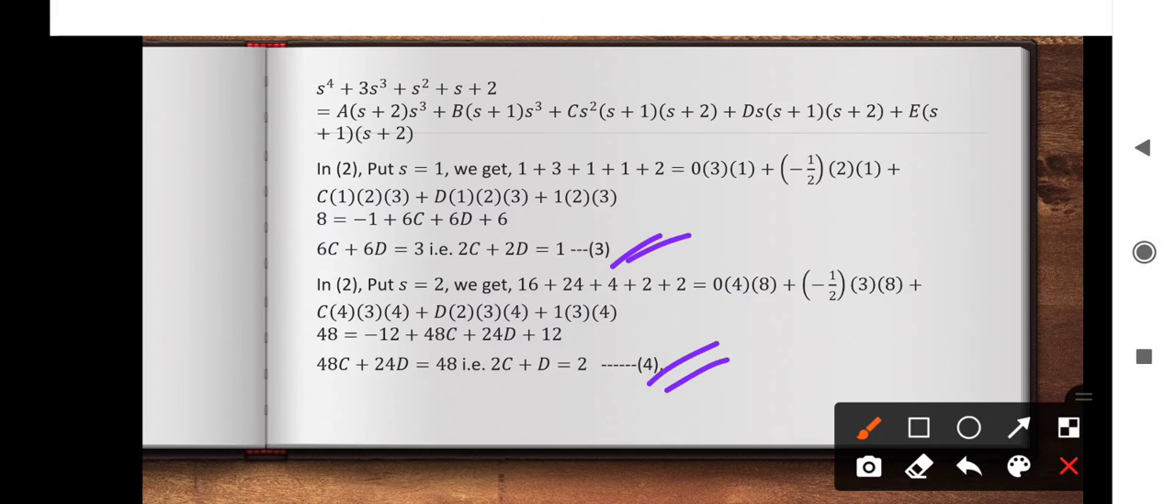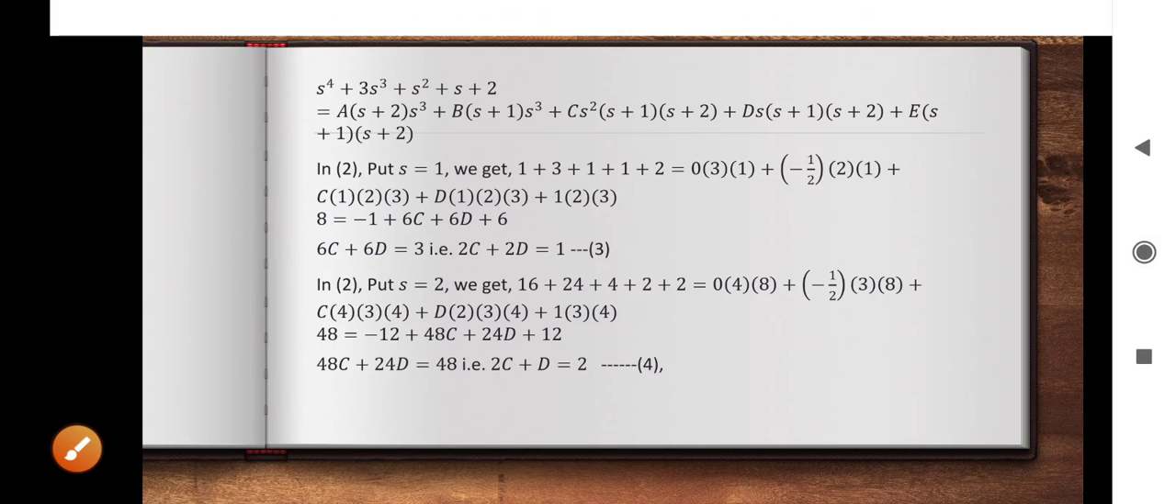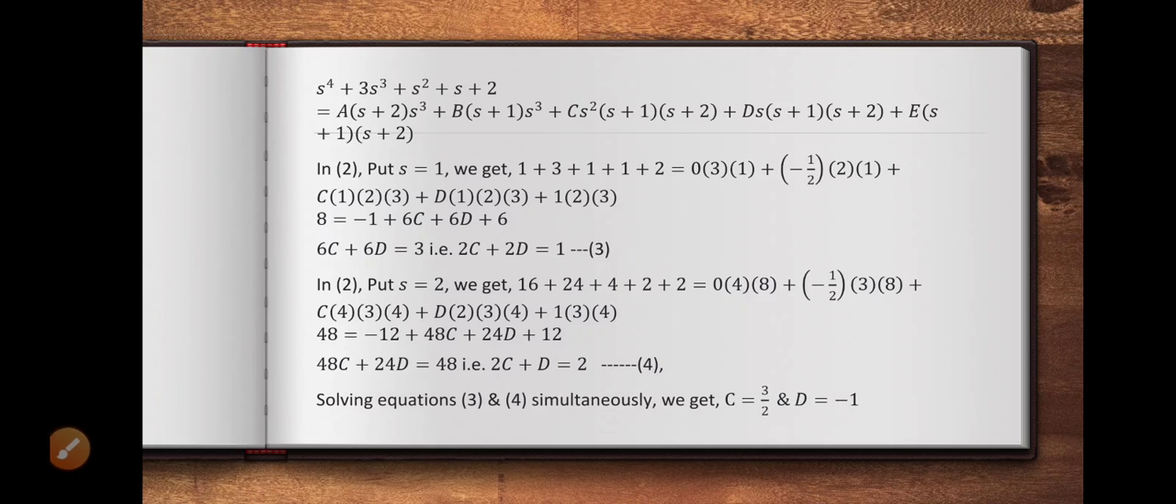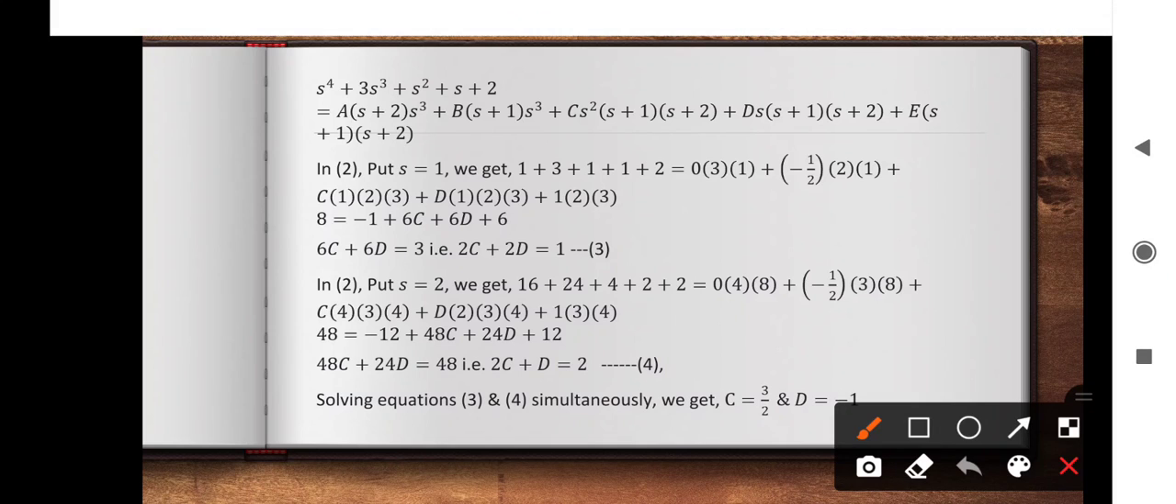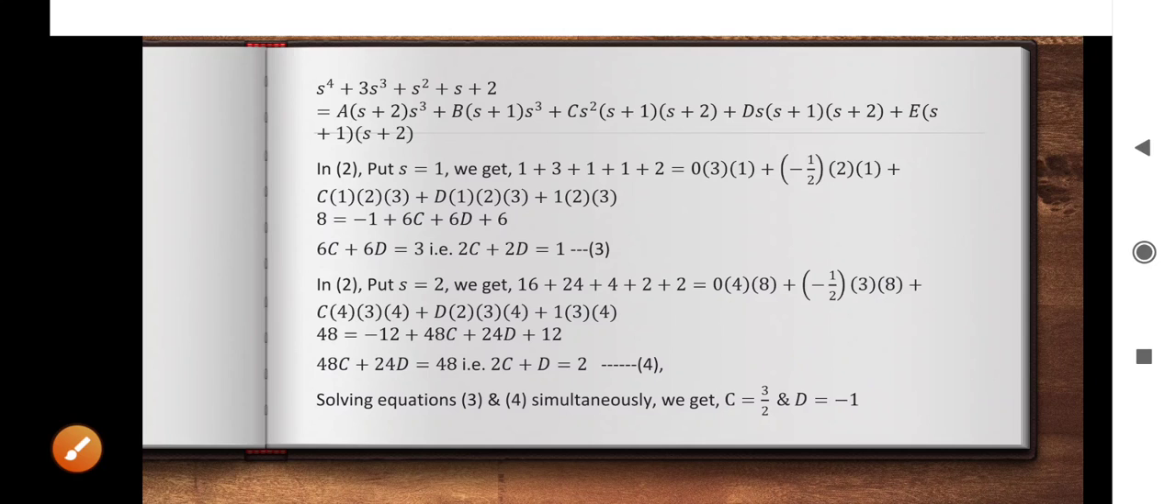Now you may observe here equation 3 and equation 4. These two are the simultaneous linear equations in two unknowns c and d, and you have to solve these two equations simultaneously. You will get the values of c and d. This part you can complete at your own level and verify whether you are getting the values of c and d like this or not. So you are getting here c equal to 3 by 2 and d equal to minus 1. Now with this we have got values of all the 5 constants a, b, c, d, e.